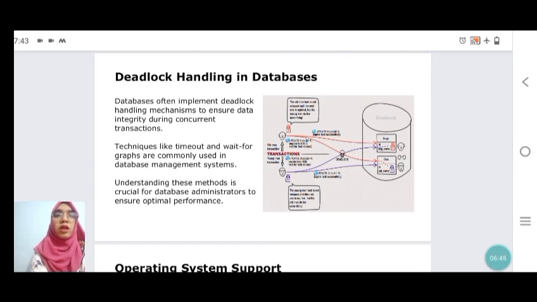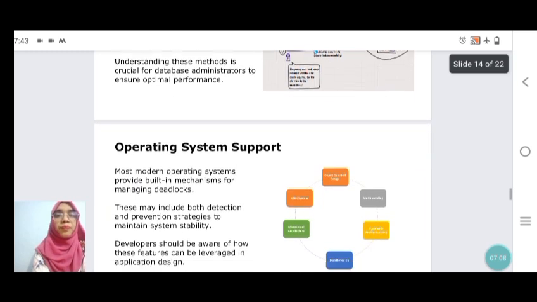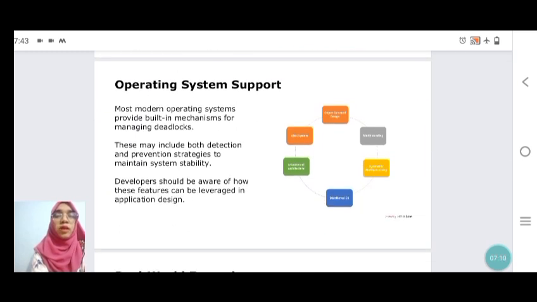Deadlock handling in databases. Databases often implement deadlock handling mechanisms to ensure data integrity during concurrent transactions. Techniques like timeouts and wait-for graphs are commonly used in database management systems. Understanding these methods is crucial for database administrators to ensure optimal performance.